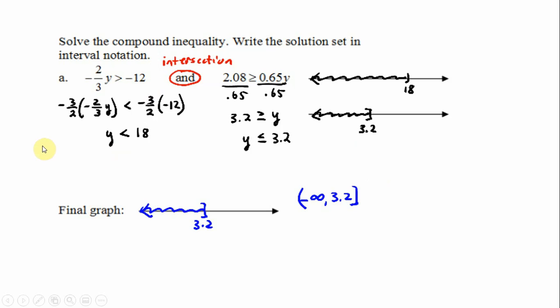If I wanted to do set builder, I would say the set of all y such that y is less than 18 and y is less than or equal to 3.2, or I could write set of all y such that y is less than or equal to 3.2. That would be the "and," simplified.